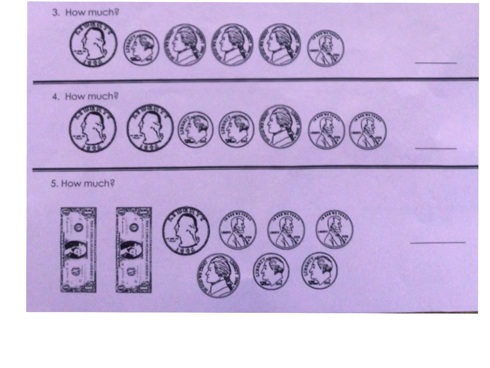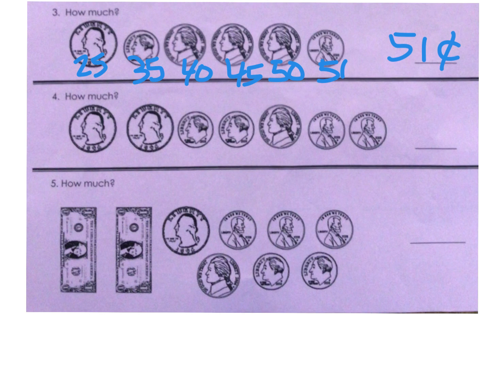Now here, they're just counting how much money it is, so they can do it however they want. 25, 35, 40, 45, 50, 51, and at the end they need to write 51 cents. If they don't write the cent sign, it's only half credit. So that's that one, and then I'll go to the next one.